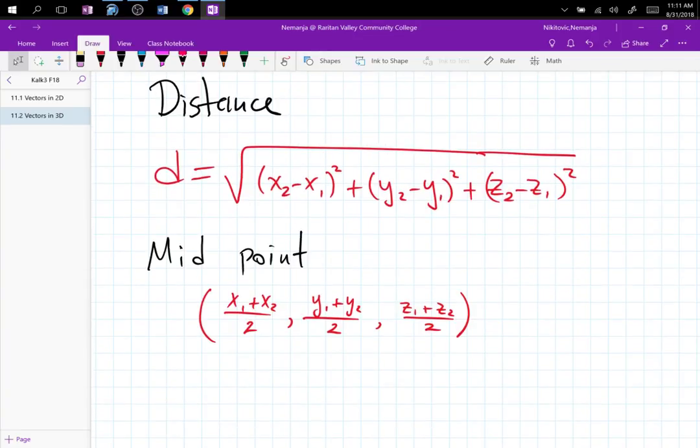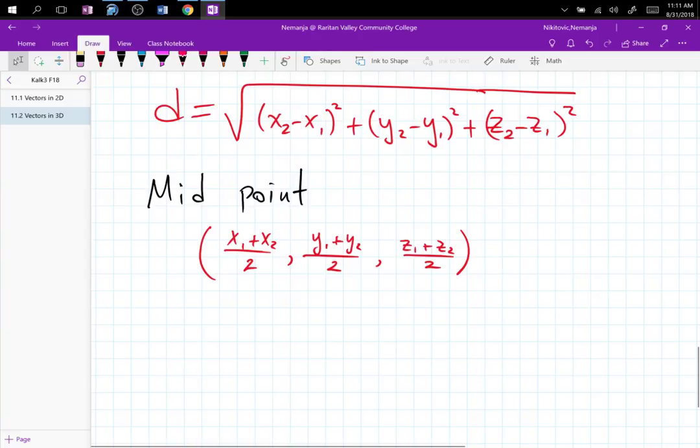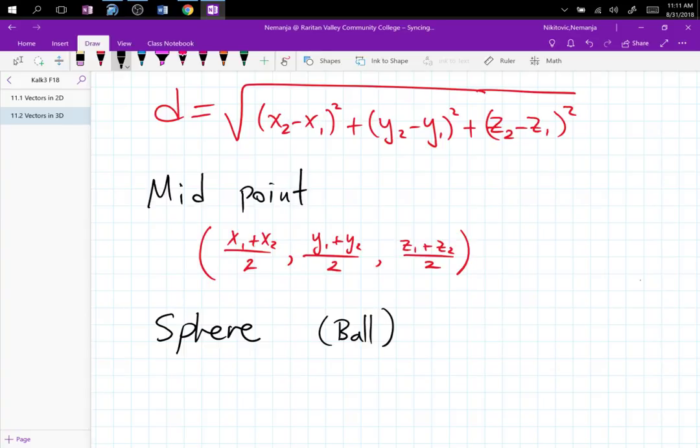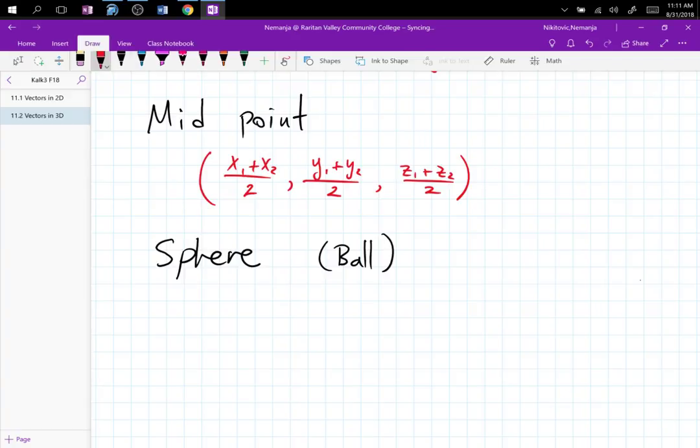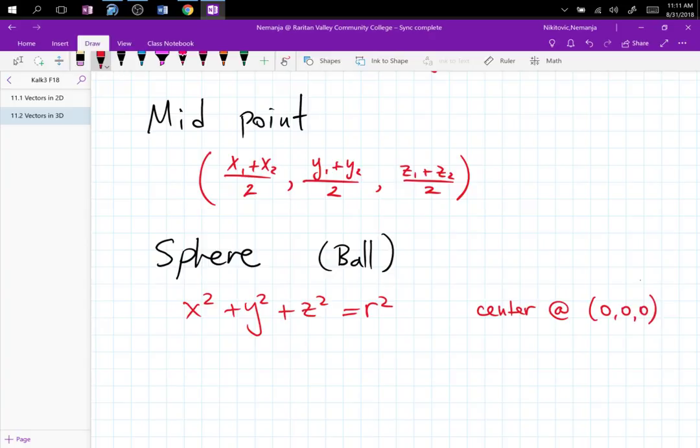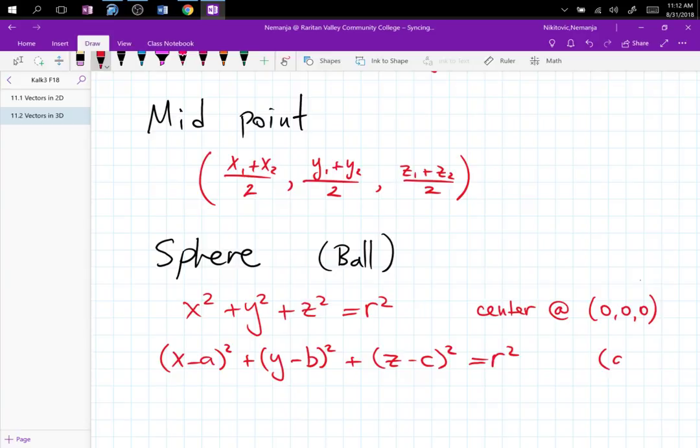And since we talked about the box, we will talk also about the sphere, one of the basic shapes. It's actually a perfect shape. Sphere is also known as a ball. And we have the equation x squared plus y squared plus z squared equals r squared with the center at the origin, so center at 0, 0, 0. Now I can also move that center somewhere else and have (x minus a) squared plus (y minus b) squared plus (z minus c) squared equals r squared with a center at (a, b, c).